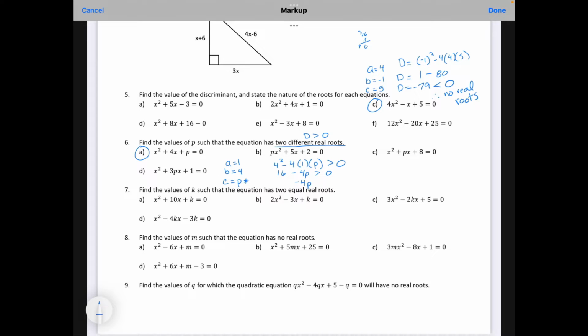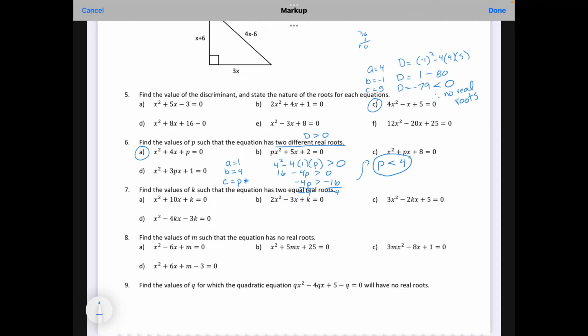So I'm going to rearrange just like I would an equation. Moving the 16 over to the right-hand side is going to change that to a negative. Now the last thing that I need to do to solve for p is divide both sides by -4. Anytime you divide by a negative with an inequality, that is going to flip the inequality sign. So that tells me that any p value that's less than 4 would give me a discriminant that is greater than 0, which would give me 2 different real roots.